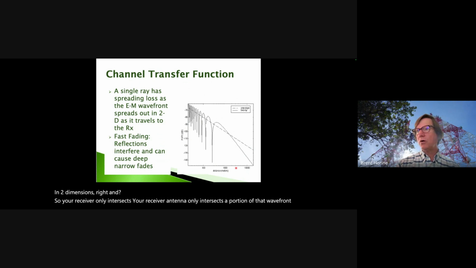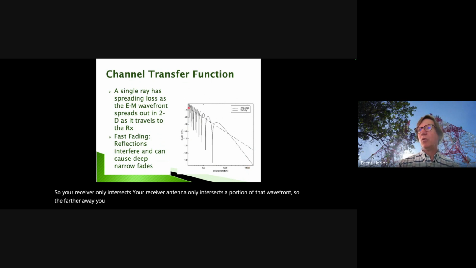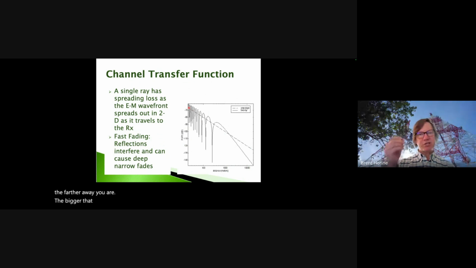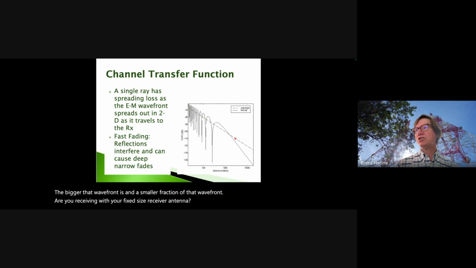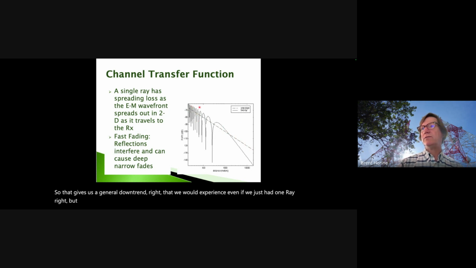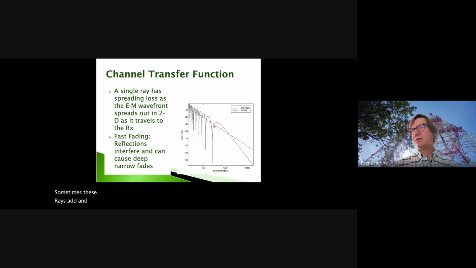So the farther away you are, the bigger that wavefront is, and a smaller fraction of that wavefront are you receiving with your fixed size receiver antenna. So that gives us a general downtrend that we would experience even if we just had one ray. But here we've looked at 2 rays, and what we see is over a distance, sometimes these rays add and sometimes they cancel.